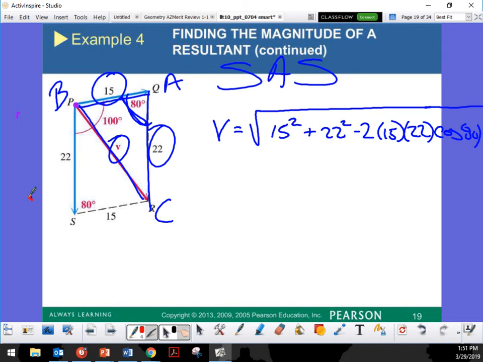All right, so did you guys plug them all in yet? 24.4. What is it? 24.4? Yeah, which is basically 24. You guys agree? Does the note say the same thing? Yeah.